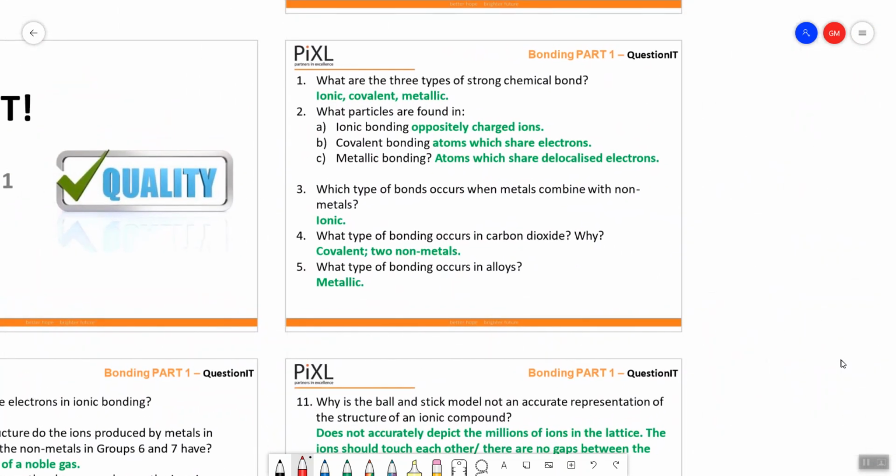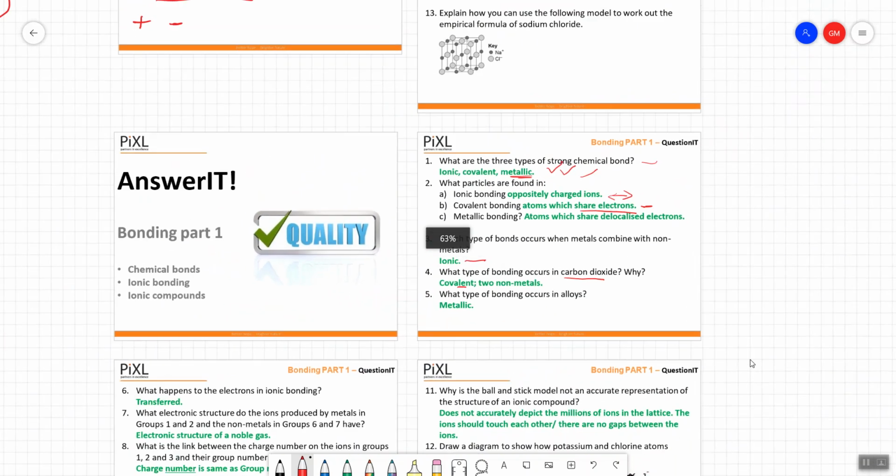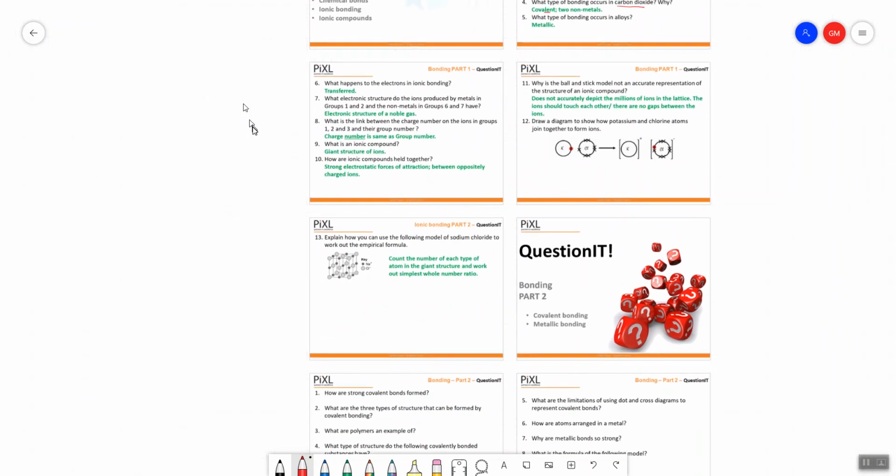Okay, so what are the three types of bond? Look, you've got your ionic, your covalent, and your metallic, which we haven't done yet. Okay, ionic bonds, oppositely charged ions, pluses and minuses. Covalent bonding, sharing electrons. Okay, and metallic bonding, just forget for a second. Okay, so metals and non-metals is ionic. Carbon dioxide, look, two non-metals is covalent. Yeah, that's what we said, wasn't it? Right, good. Okay, and then last little page.